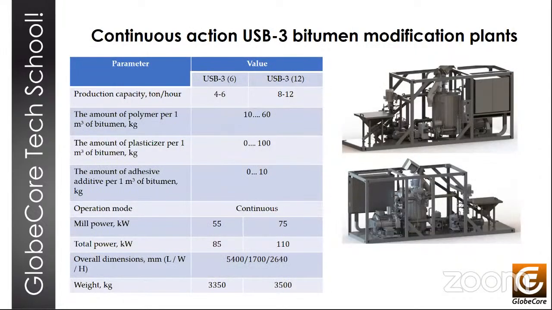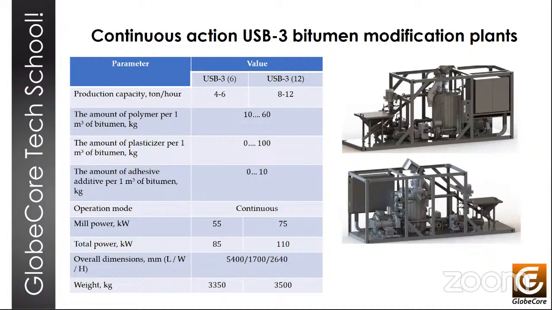Let's talk about one of the machines that is used for production of bitumen modification continuously. And we will speak about the machine that we know best, and we know it best because we make it. It's the Globcore USB 3 machine for the continuous bitumen modification. At this time, the product range is represented by two models. The capacities of these models are 6 and 12 cubic meters per hour.